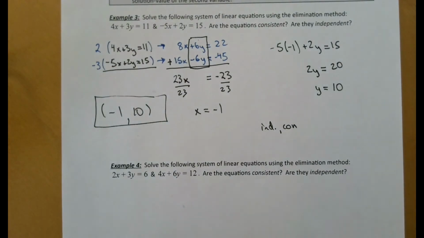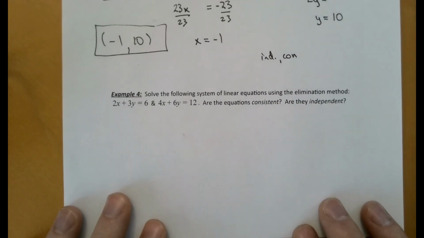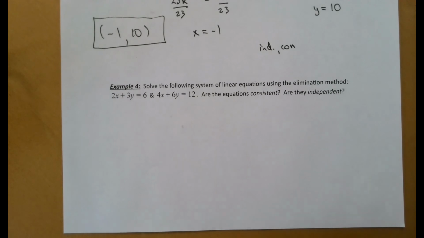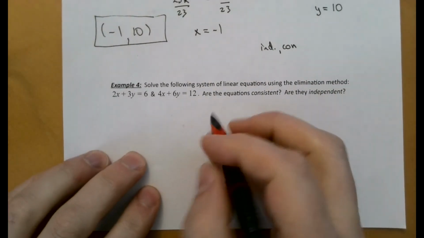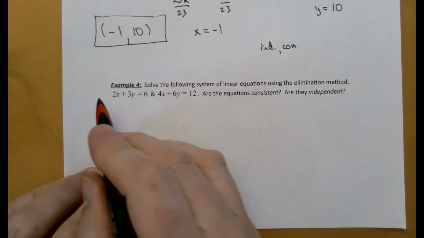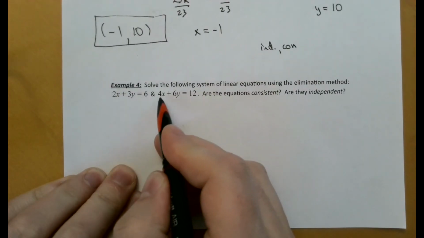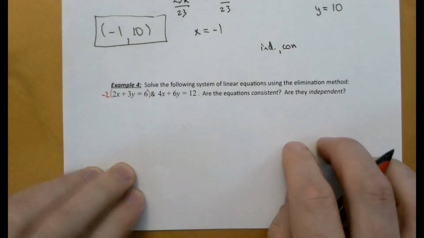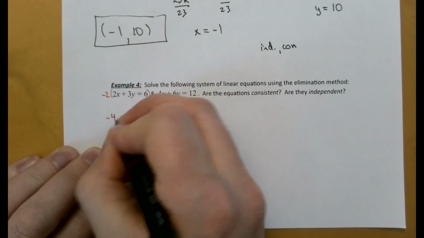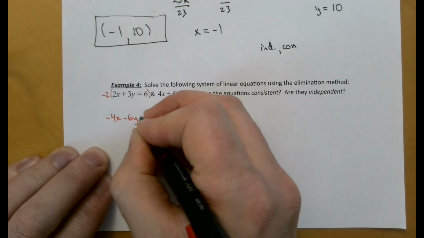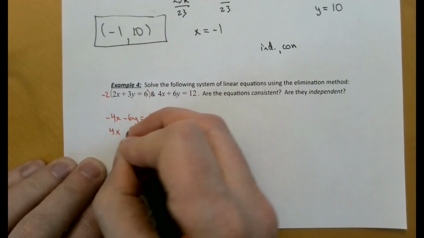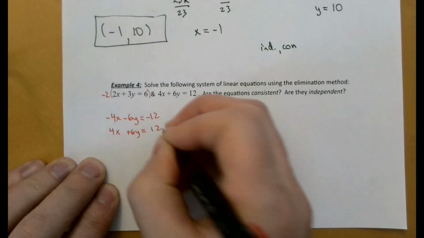Just for fun, let's show. No, we don't need to see this graphically. You all got that, right? All right, one more. What do you want to guess, that this is a consistent dependent system? Who knows? Okay, so I'm just going to glance at these and note that 2 times 2 equals 4. So when I rewrite these, I'm going to multiply this by -2. So I'll have -4x minus 6y equals -12. And then this other equation is 4x plus 6y equals 12.